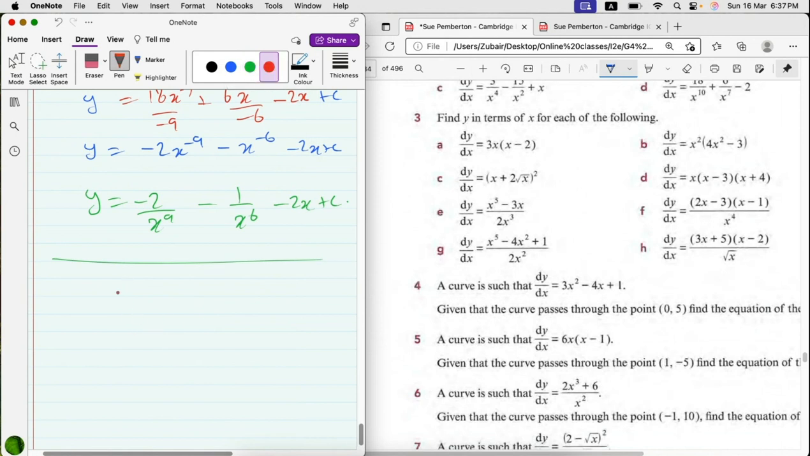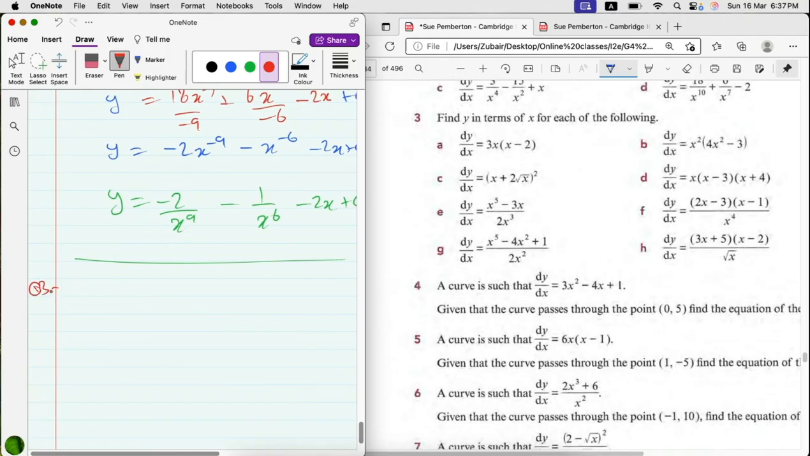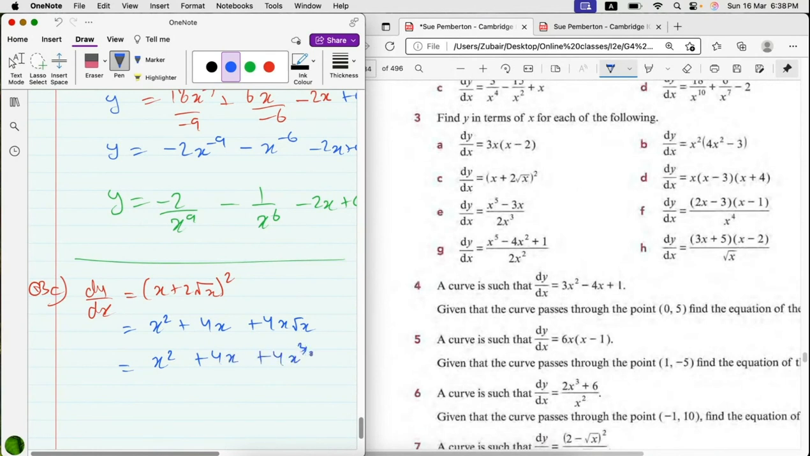So I'm going for C part directly. Question 3, C part. dy by dx is equal to (x plus 2 root x) whole square. So first I'm using this (a plus b) whole square: a square plus b square plus 2ab. More simplification: x square plus 4x plus 4x to the power 3 by 2.